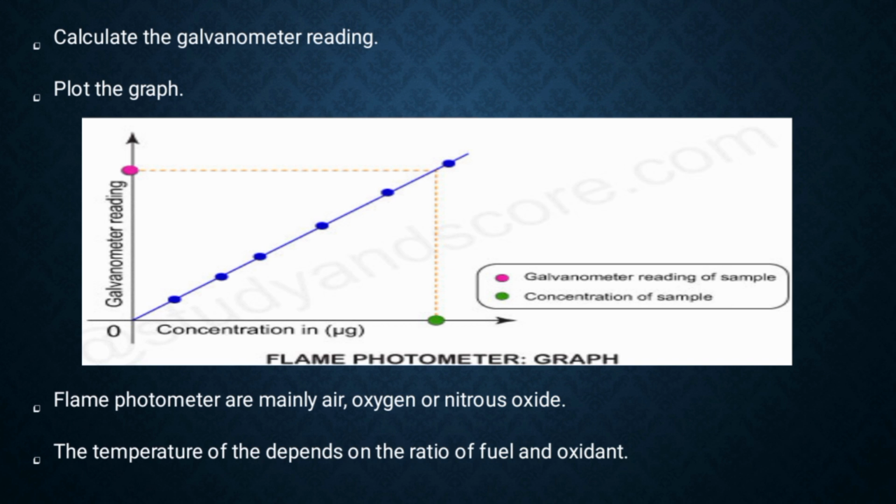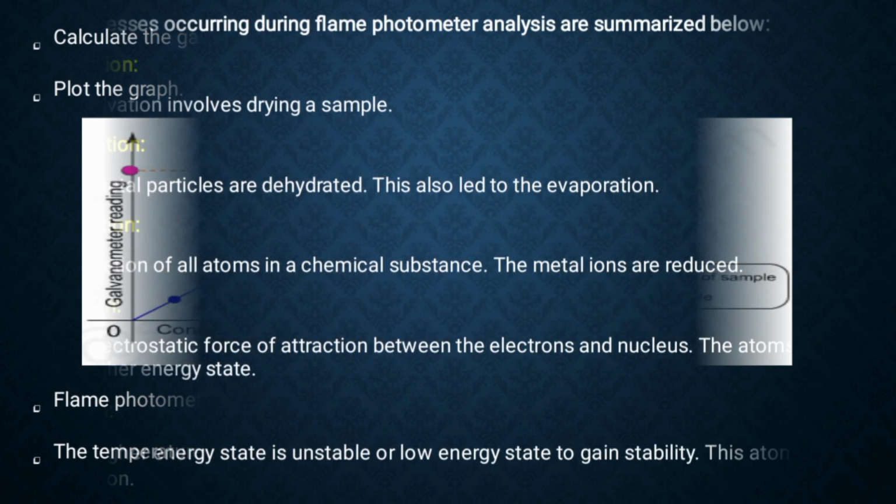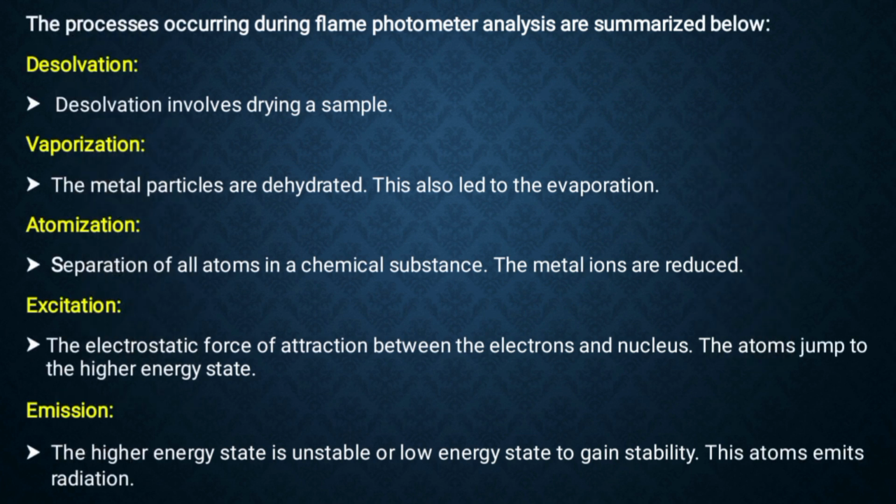The temperature of the flame depends on the ratio of fuel and oxidant. Next, we will see the processes occurring during flame photometer analysis. First, dissolution. Dissolution involves drying a sample in a solution. The metal particles in the solvent are dehydrated by the flame and the solvent is evaporated.